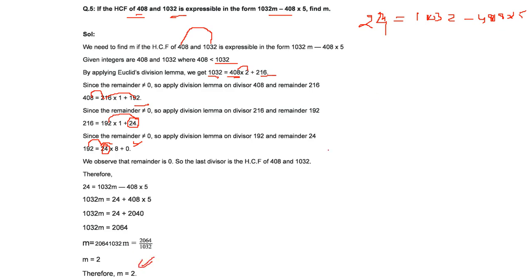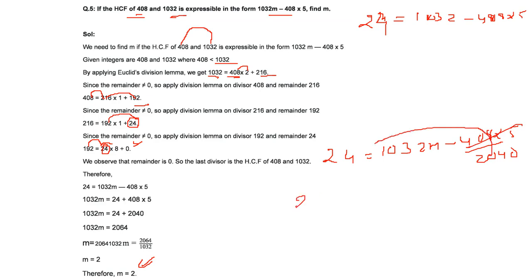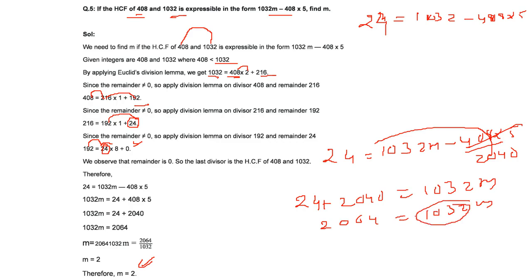Let me solve it for you. 24 is equal to 1032m minus 408 into 5. 408 into 5 is 2040. Now take this 2040 to this side. So you get 24 plus 2040 equal to 1032m. 24 plus 2040 is 2064. So 2064 equals 1032m. Now take 1032 to the denominator. So m is what? 2. So m is 2 here.